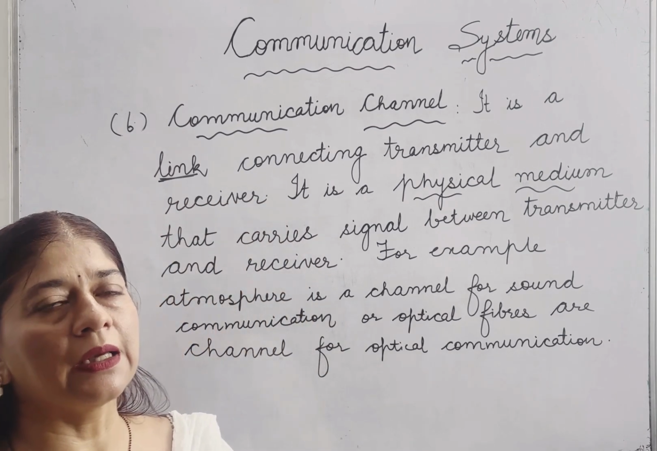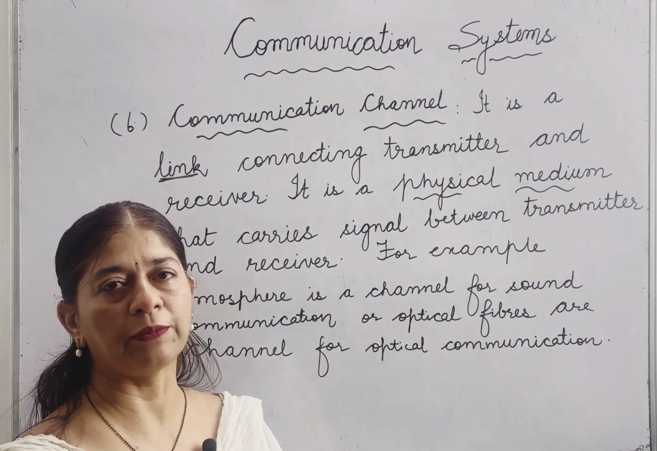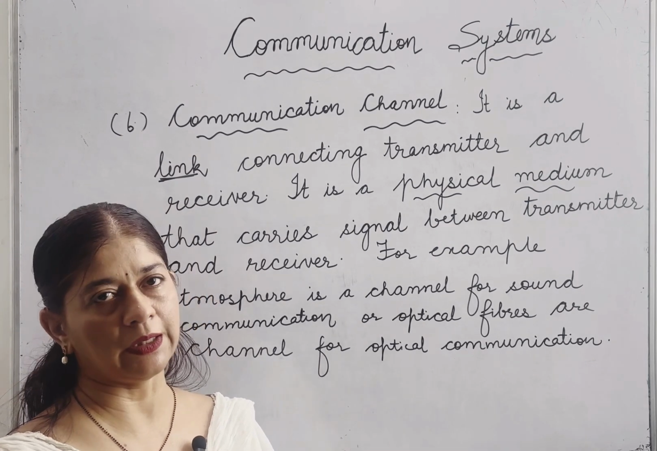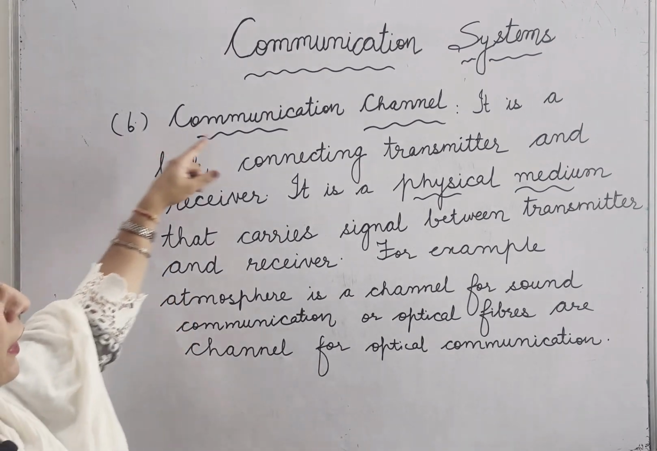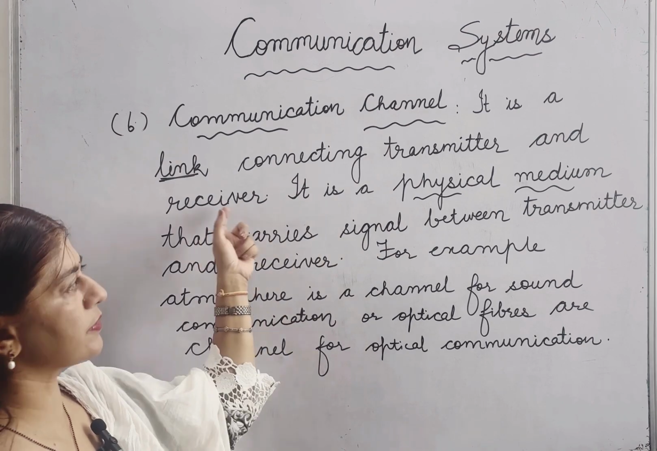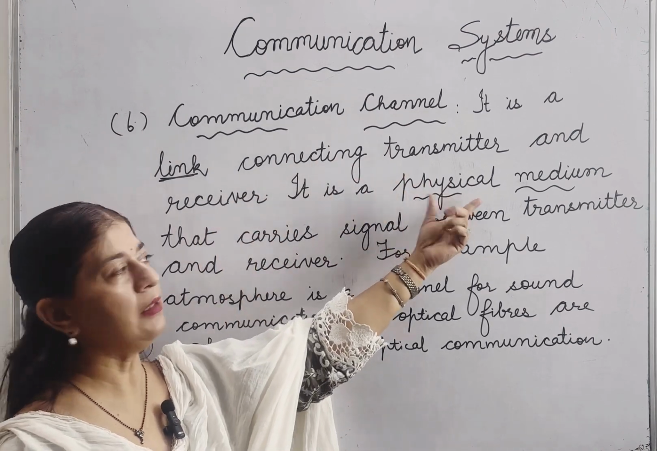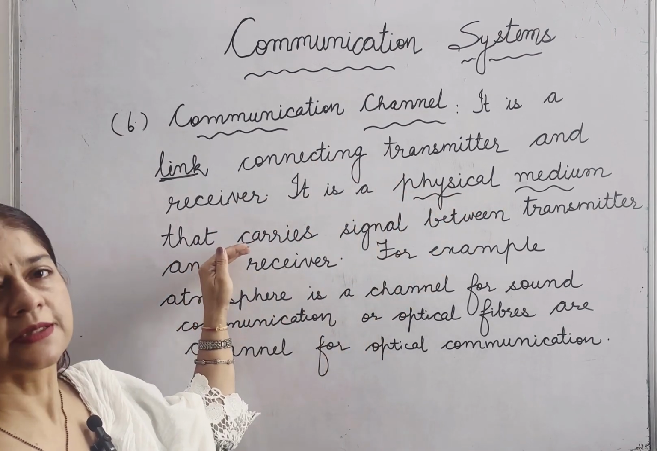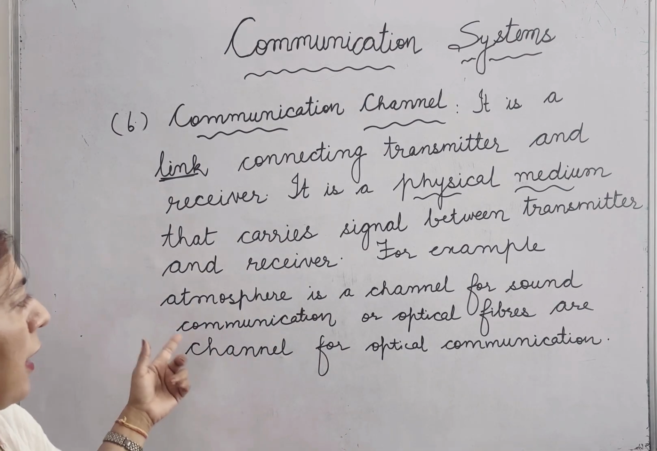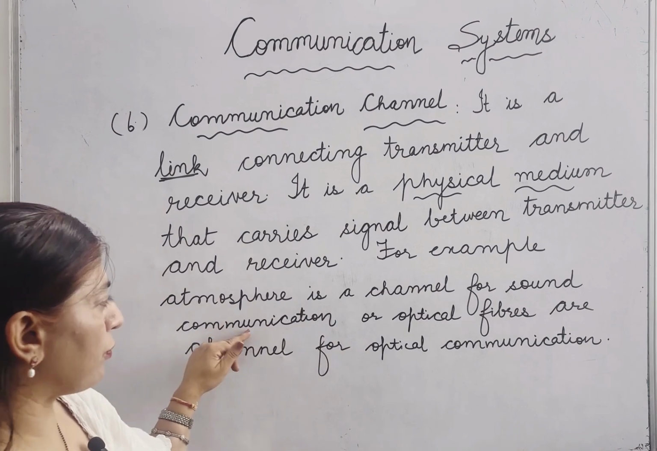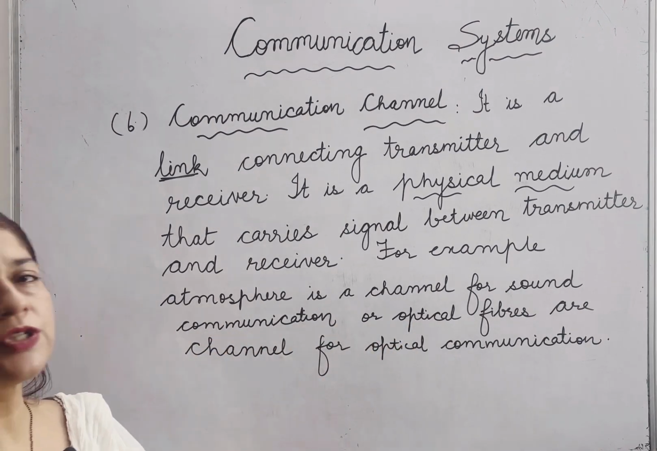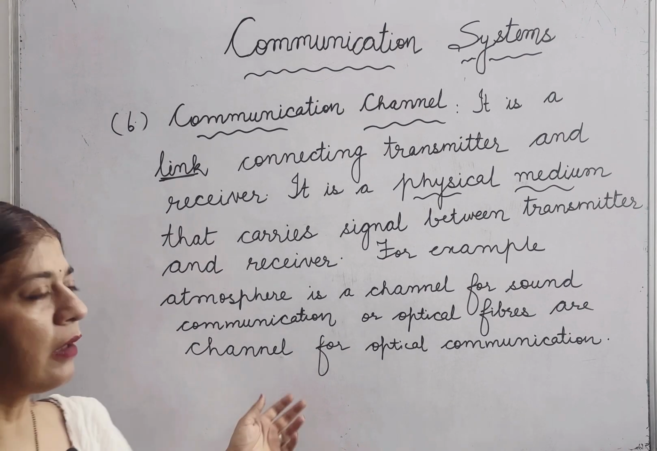If we take the example of optical fiber, it is a physical medium for optical communication. This communication channel is a link connecting the transmitter and receiver. It is a physical medium that carries the signal from the transmitter to the other end, the receiver. The atmosphere is a channel for sound communication, and optical fibers are the channel for optical communication.